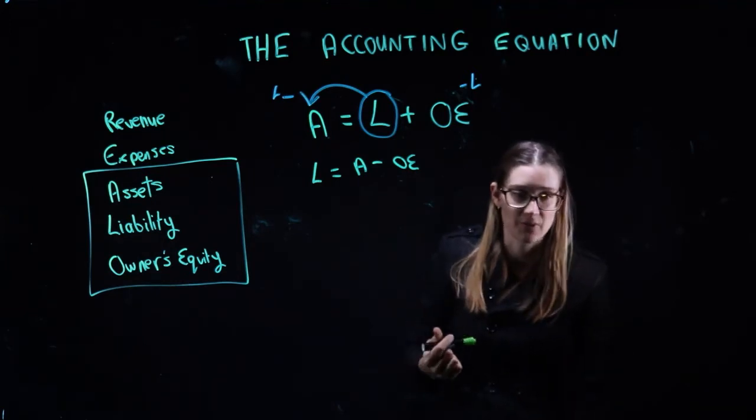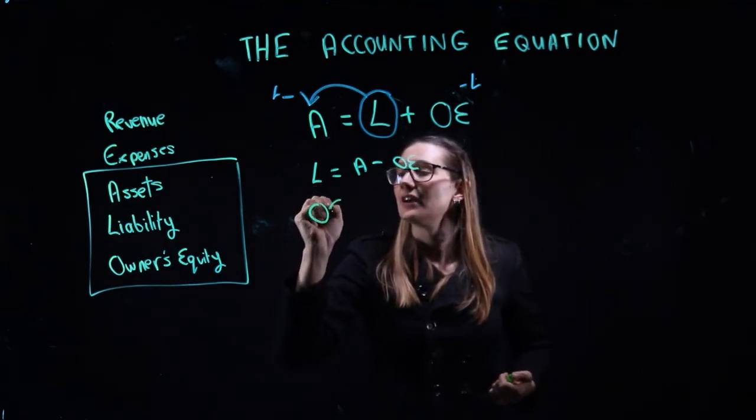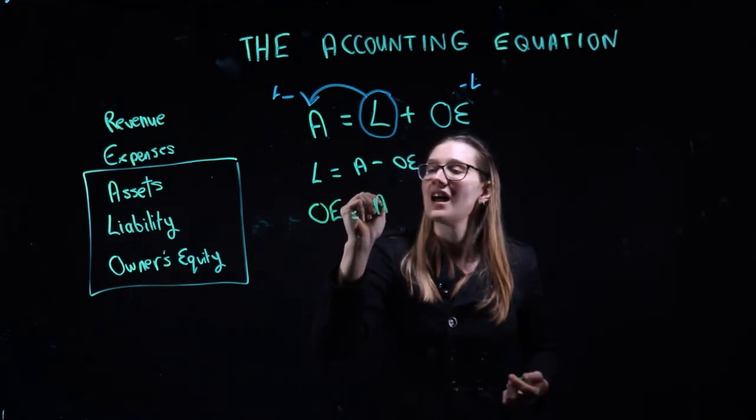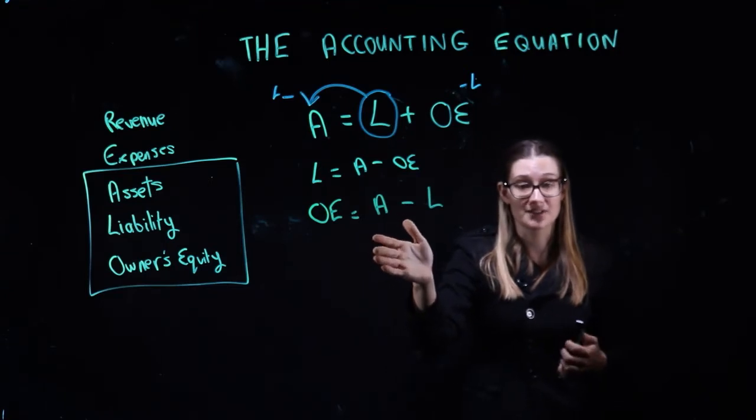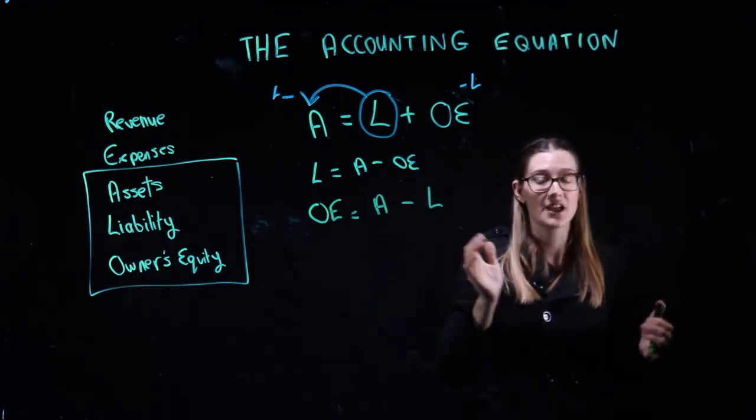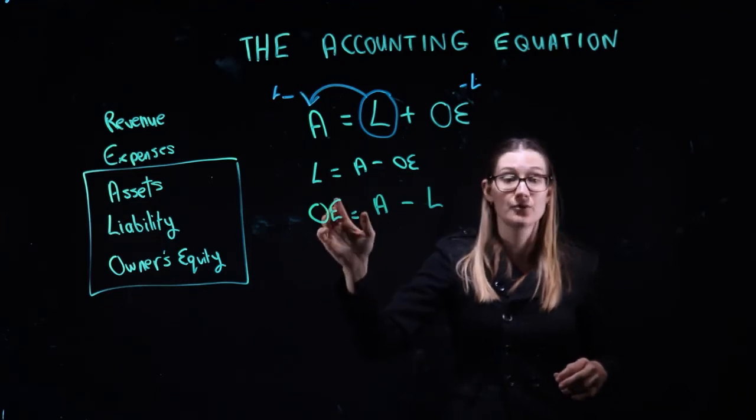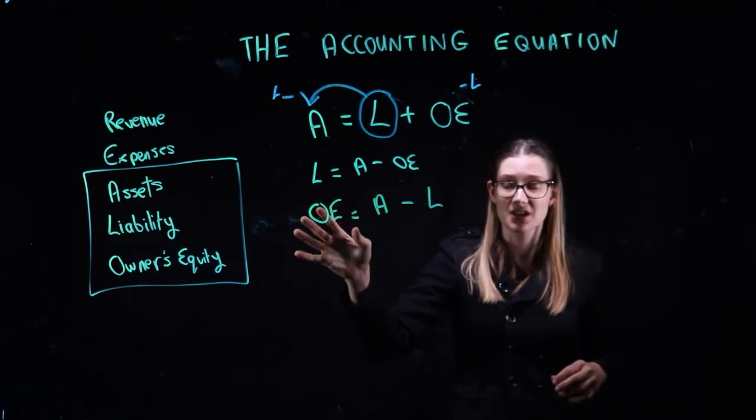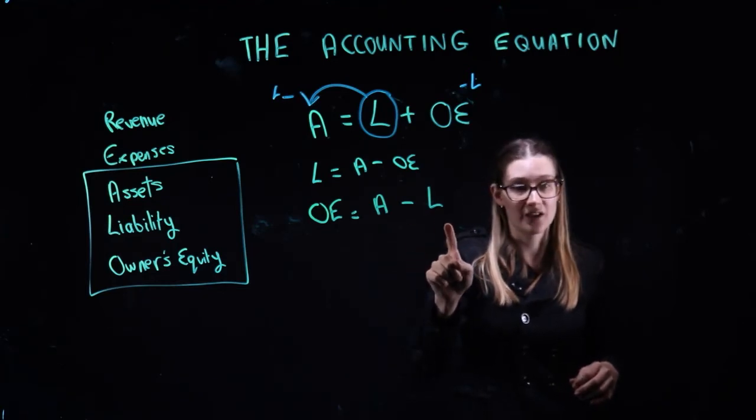So that's just basic algebra. Hopefully you know that already. And here we would have owner's equity is equal to assets minus liabilities. This is a really common way that you'll see the basic accounting equation written. And what this means is what the business is worth to the owner, what the owner has contributed, is equal to everything the business owns minus what it owes to other people.